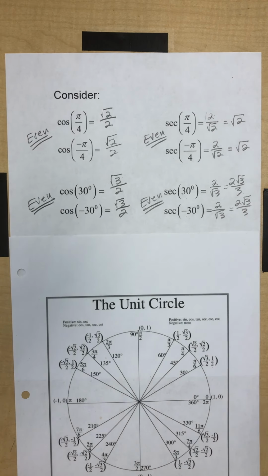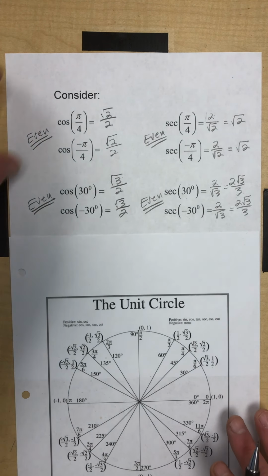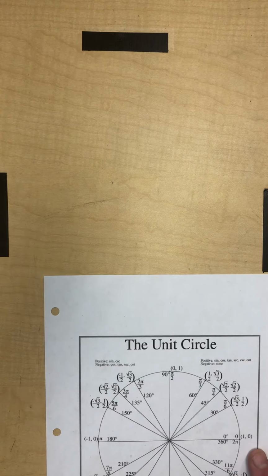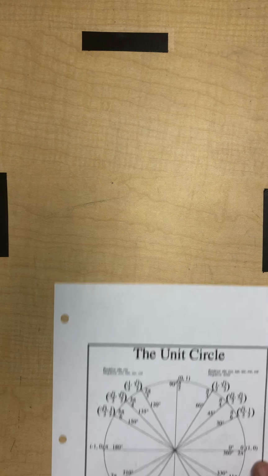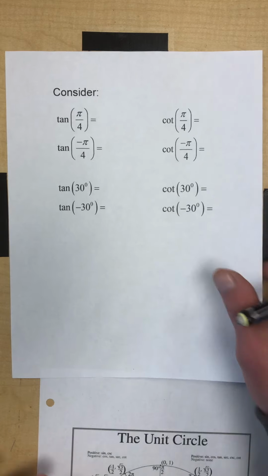Okay, so we have figured out so far that sine is odd, therefore its reciprocal cosecant is odd. Cosine is even, and therefore its reciprocal secant is even. Now we just have to take a look at tangent and cotangent. Let's see what happens here.